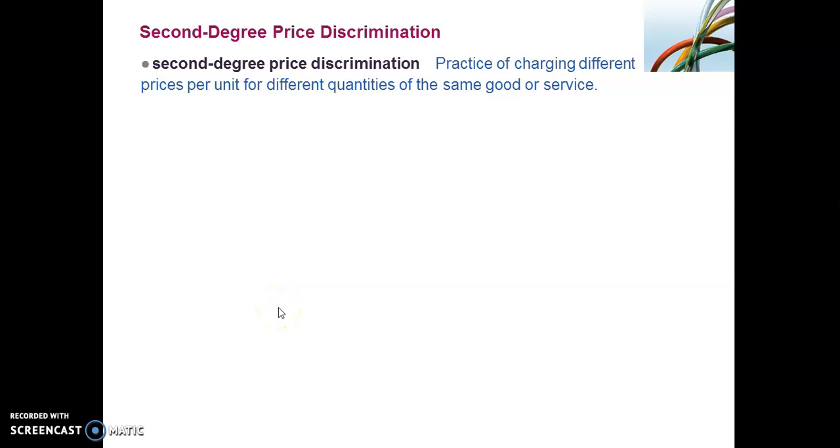The next pricing strategy that can be used is second degree pricing. Now, second degree price discrimination is the practice of charging different prices per unit for different quantities of the same good or service. It might be a simple example, but think about bulk purchases. Consider the price of one can of beer versus if you bought a tray of 24 beers. The price per unit is lower if you buy the tray because of buying in bulk or a larger quantity. So you get some quantity discount.